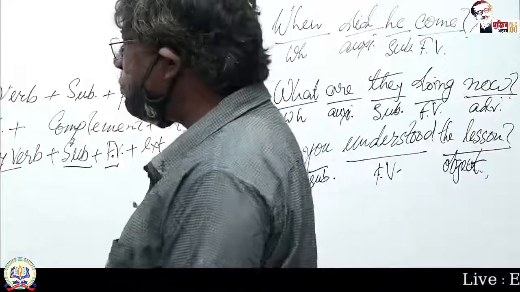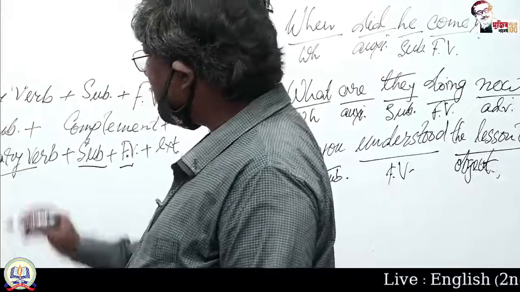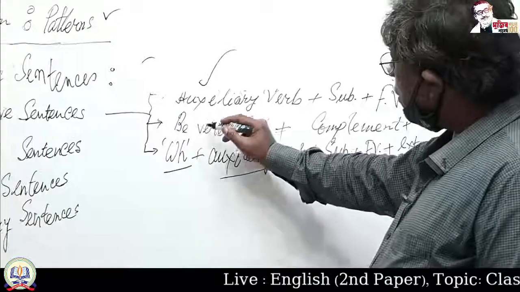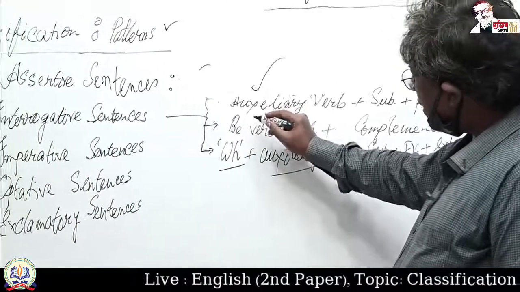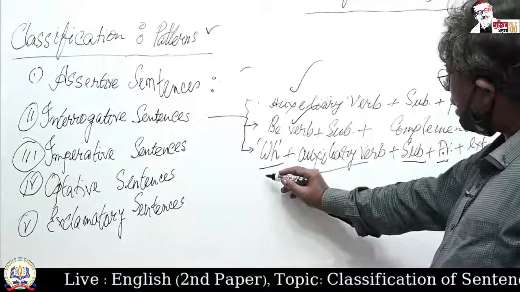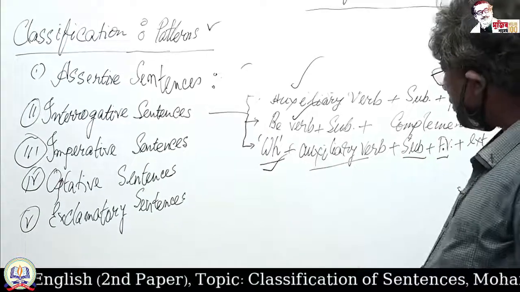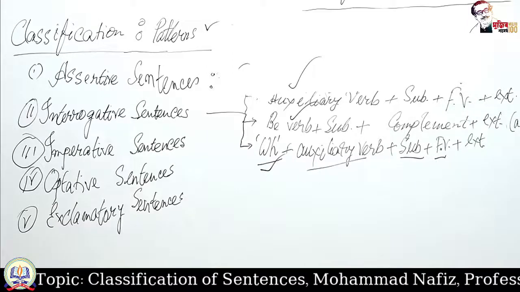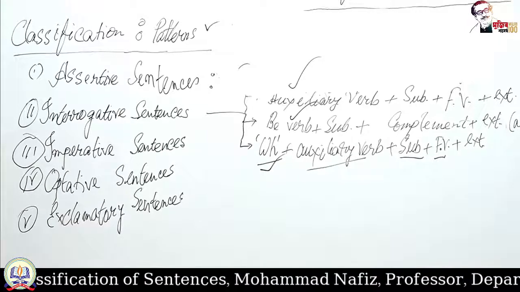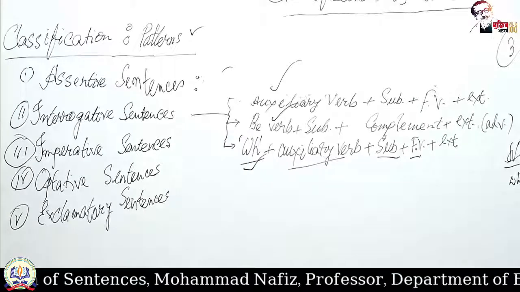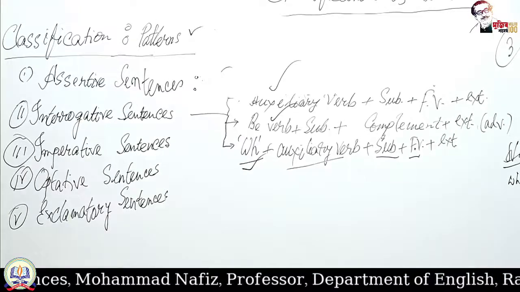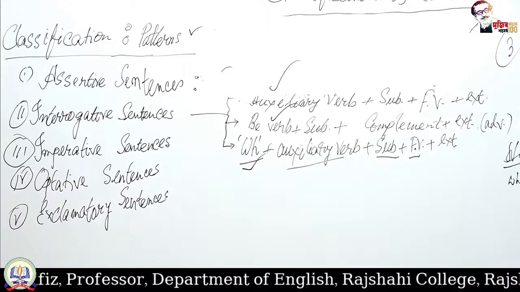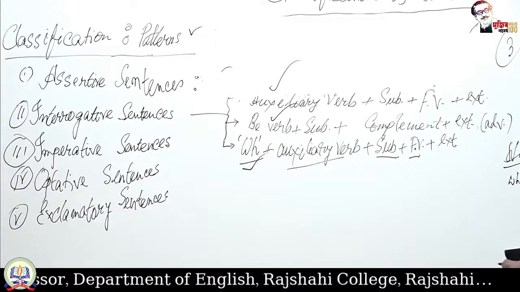So we have three types of interrogative sentences: one beginning with the auxiliary verb, another beginning with the be verb, and finally the third type, which begins with a WH such as who, what, when, why, where, etc. And how is also included in the category of the WH expressions.